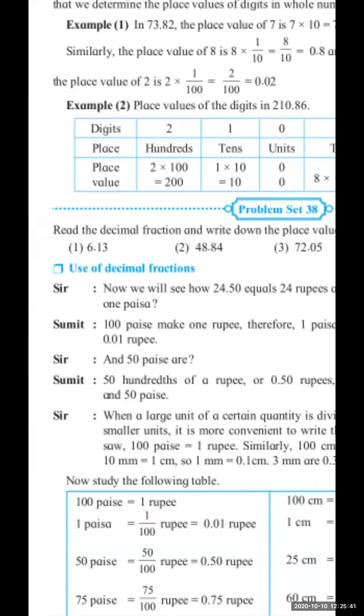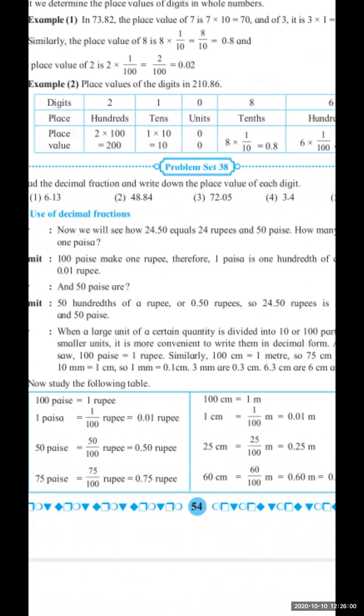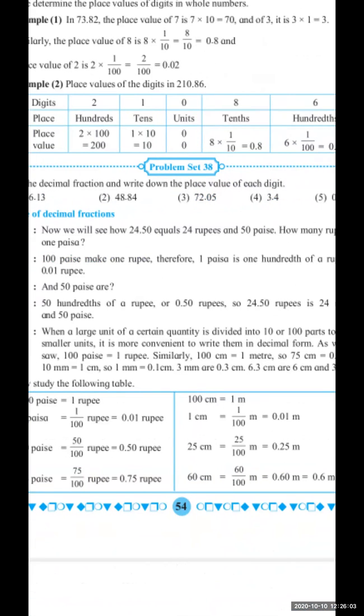Students, here one more example is given. Write the place value of 210.86. So here the digits are given. First column, as I told you, numbers or digits. So 210.86 is written over here. Correct? Then second column is place. So 2 is on the 100th place. The 1 is on the 10th place. 0 is on the unit place. This 8 is on the 10th place and 6 is on the 100th place.